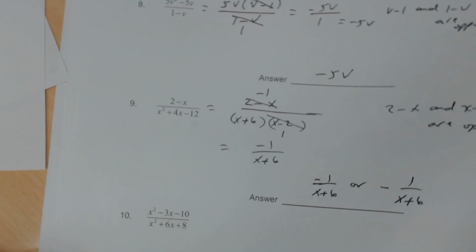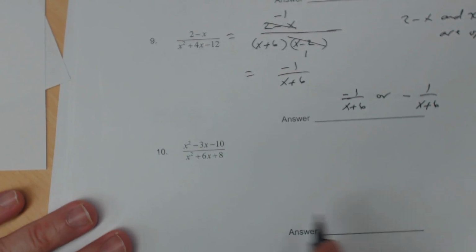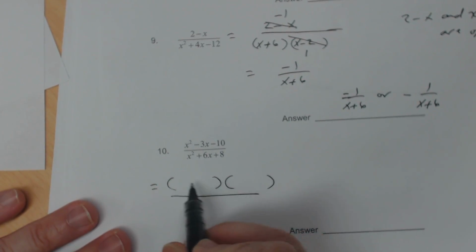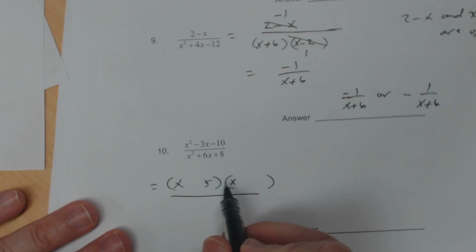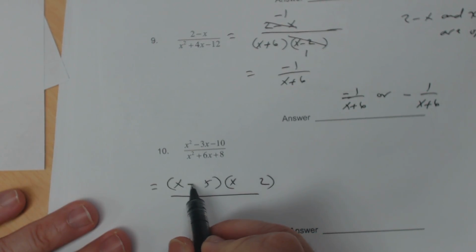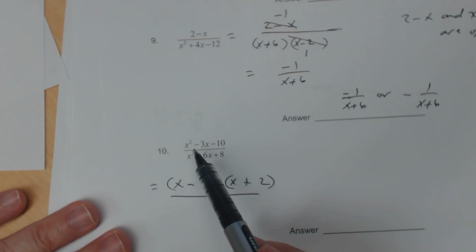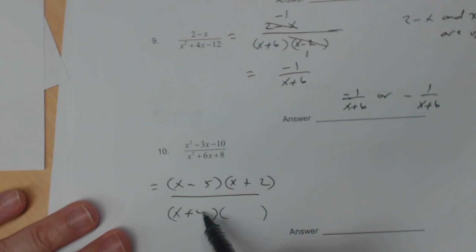Okay? All right, and then finally, number 10, when you factor this, you're going to end up with, let's see, x, so 5 and 2. So x minus 5, x plus 2: subtraction, addition. And always check yourself. When you foil this out, you will get this back. In the denominator, let's see what we get. That will be 4 and 2. So x plus 4, x plus 2.